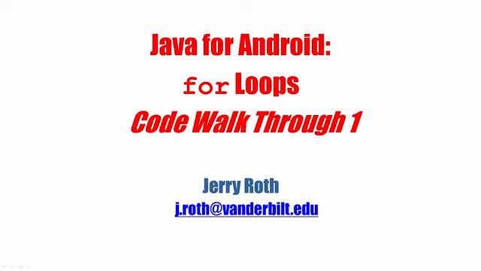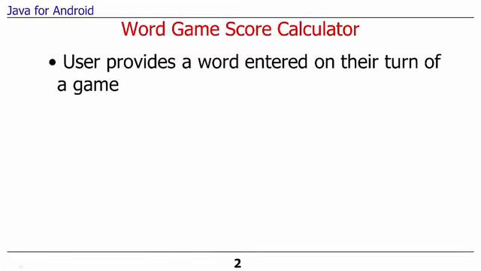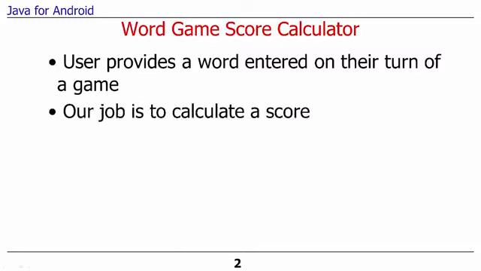This short video will walk you through a simple Java program that uses a for loop and if statements to solve a problem. The code was written in Android Studio. In this example, we are writing the code to compute the score for a simple word game being played on the Android device. Our program will receive a word from the user, which is entered as string data.